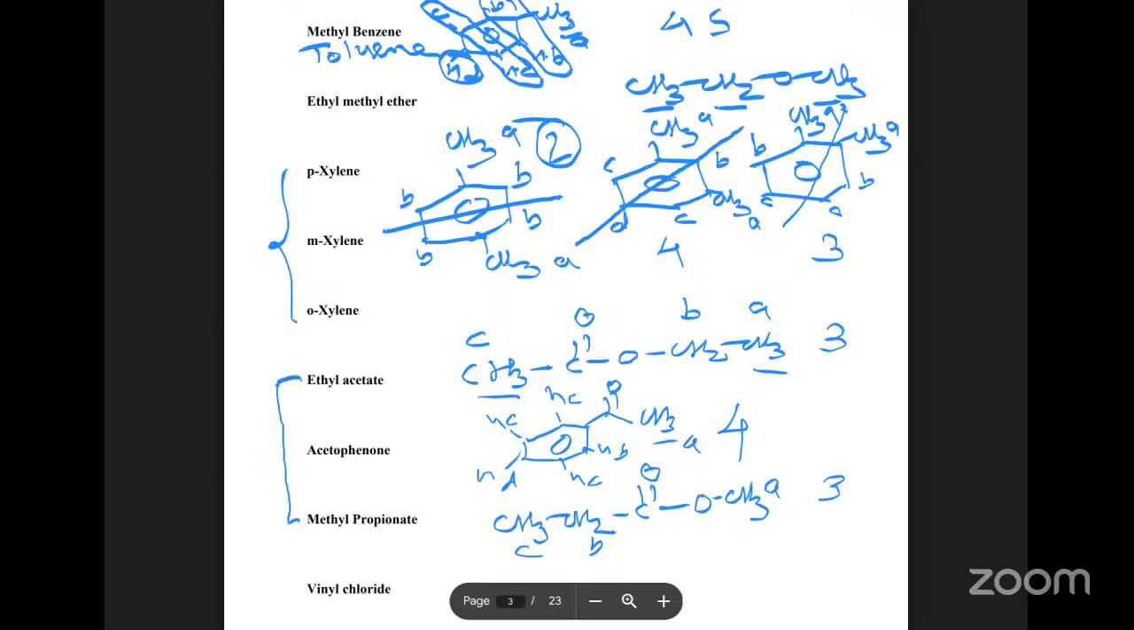Now another important one is vinyl chloride. You know vinyl chloride. Most of the time, students get confused about this vinyl chloride. How? I will tell you that. Now, most of the time, we write the structure for vinyl chloride like CH2. Let me get the pen. CH2.